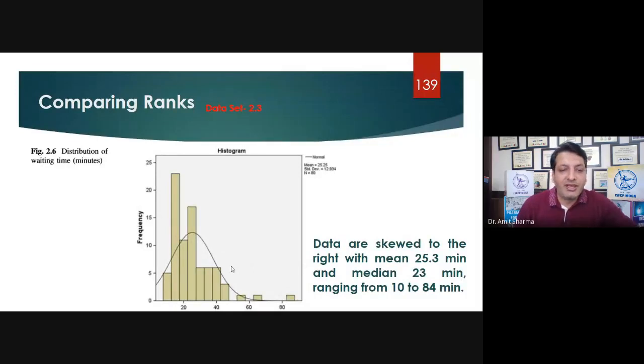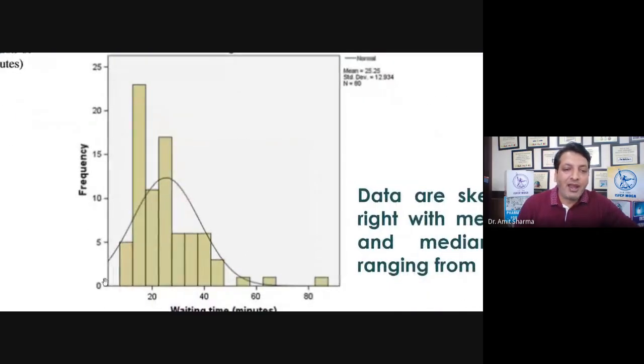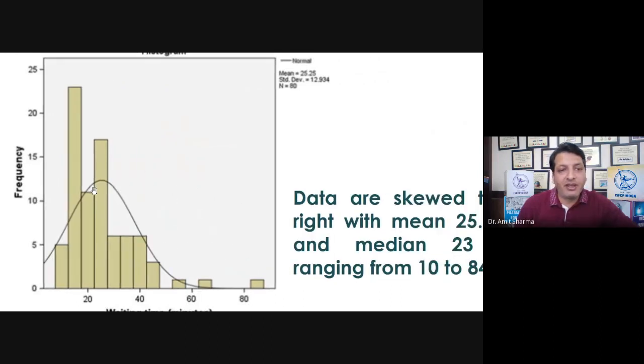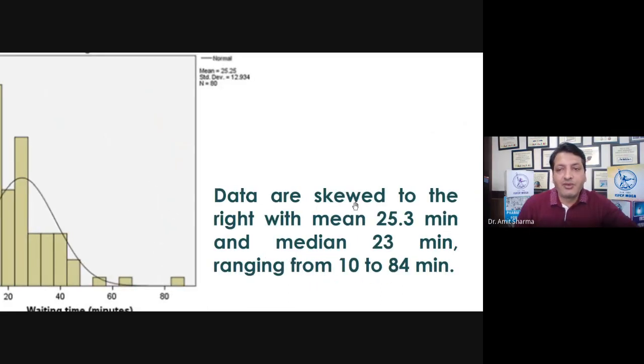Here you can see I have plotted a graph of the waiting time in minutes against the frequency, where 25 patients were there, and most of the patients are on the left hand side. So we didn't get the bell-shaped curve. We got positive skewness in the data, with most patients on the left hand side. For this kind of data we cannot compare the mean, because the mean will not be justified. The data are skewed to the right, with a mean of 25.3 minutes and a median of 23, and you can see there is a difference between the mean and the median.